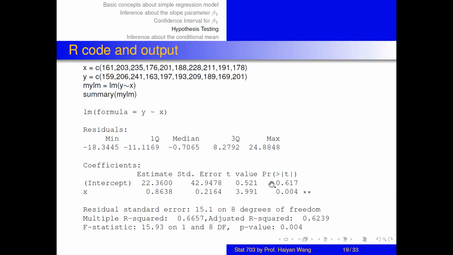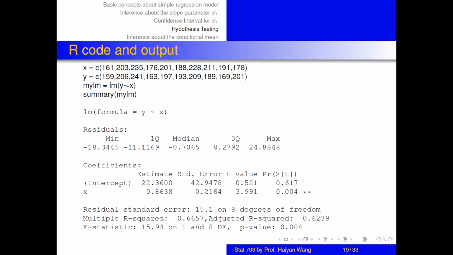Beyond this table, there's also something else below. One is the residual standard error, and here it is 15.1 on 8 degrees of freedom. That basically says that 15.1 is the mean square error. Sorry, this is the residual standard error. A mean square error, yes, correct. It is the mean square error, and it's on 8 degrees of freedom.